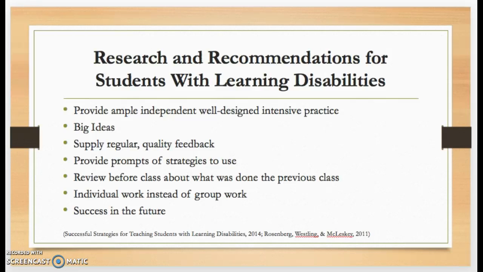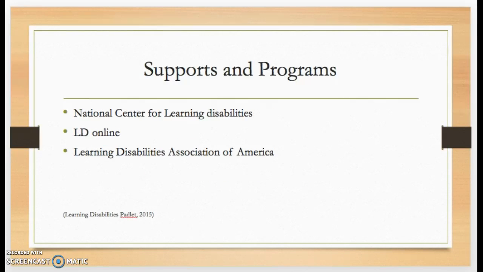Irene should take these into consideration, and have supports and programs for Scott. There is the National Center for Learning Disabilities online, and the Learning Disabilities Association of America. All of these are web resources that Marcia and Janine can use to receive information about how to assist and help further Scott's education.